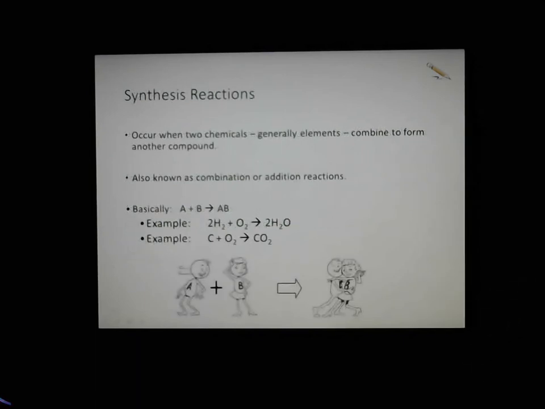Okay, so let's start with the first. Synthesis reactions. These are nice and easy. Generally, they're going to be elements. Not always. You can get some examples where they're not elements, but generally 2 things come together to make something new. Now, the simple form of writing this is that A plus B gives us AB. Some easy examples: if I take hydrogen gas and I react it with oxygen, normally by setting it on fire, I'll get water.